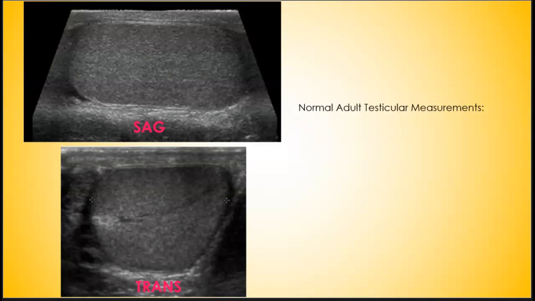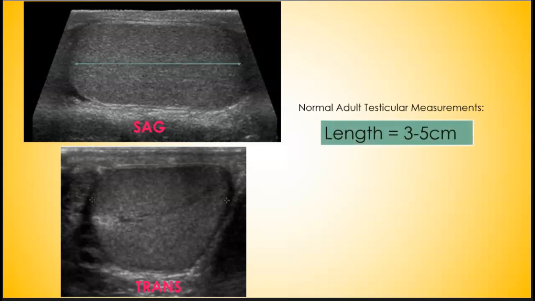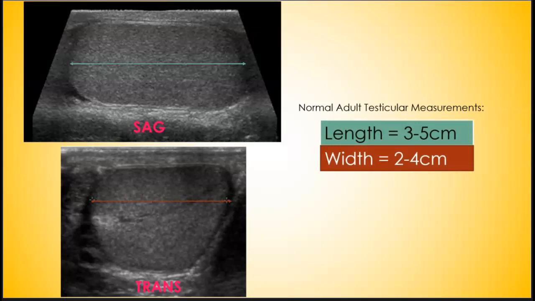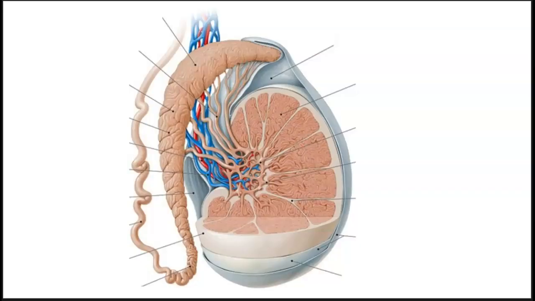Alright, so let's talk testicular anatomy. Housed inside the scrotum, we have 2 oval-shaped glands, the testicles. Normal measurements are going to be about 3 to 5 centimeters in length, 2 to 4 centimeters in width, and approximately 3 centimeters in height. Each testicle has a bunch of wedge-shaped divisions in them. These are called the lobules of testes. And there's about 250 to 400 lobules in each testicle, believe it or not.